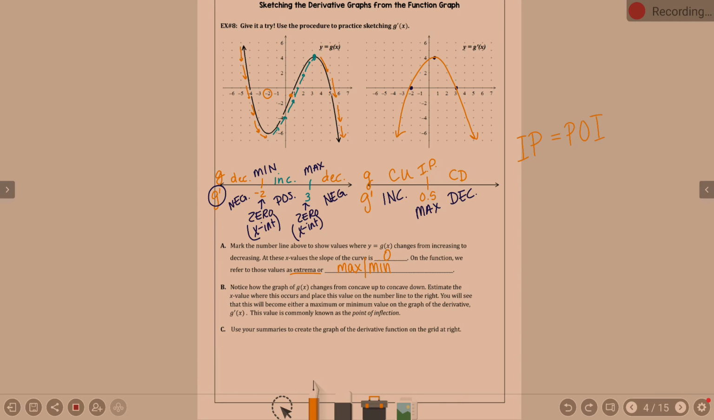This is commonly known as the point of inflection. Again, I always just say inflection point. Point of inflection. Difference in people. And then use your summaries to create the graph of the derivative function on the right. We did that. Okay.